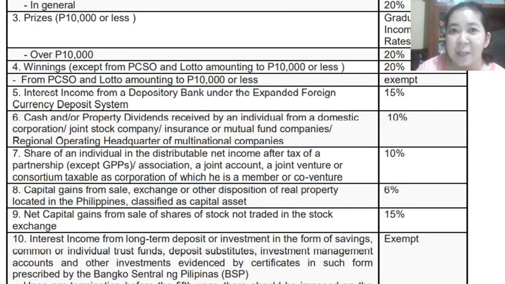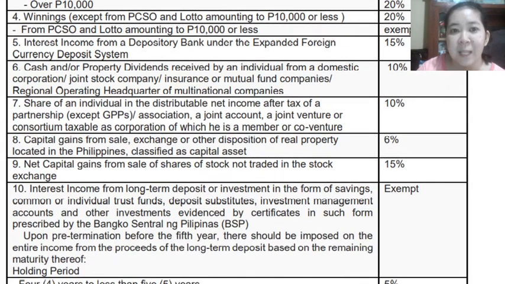Unlike with the first one, where the resident citizen and resident alien, if they win from PCSO and Lotto, it is exempted, so there is no limit as to the amount of winnings. Okay, item number 5, interest income from a depository bank. Here, if that is under the expanded foreign currency deposit system, it will be taxed at 15%.